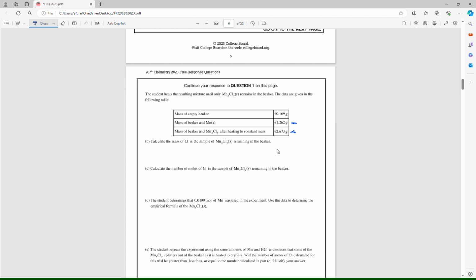So if we subtracted manganese from manganese chloride, we would have the mass of just the chlorine. Sorry, my cat's tail is on top of the drawing pad. There we go. 62.673 minus 61.262, and that gives us 1.411 grams of chlorine.